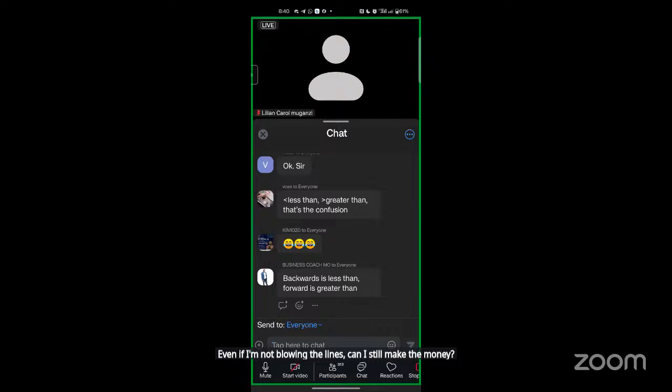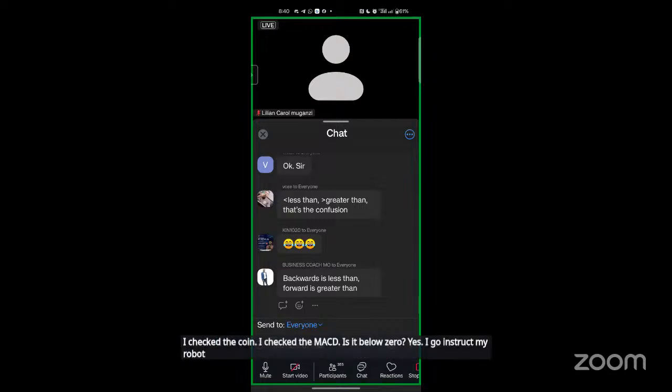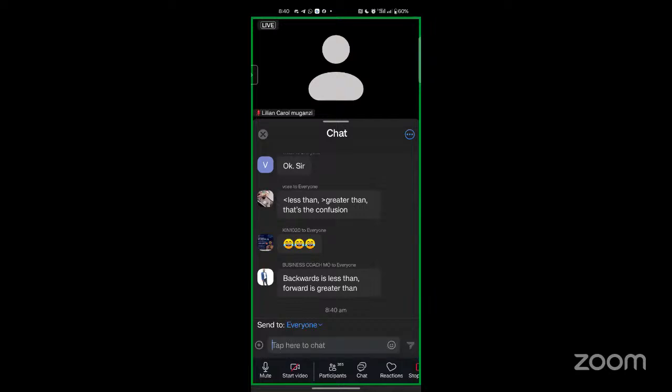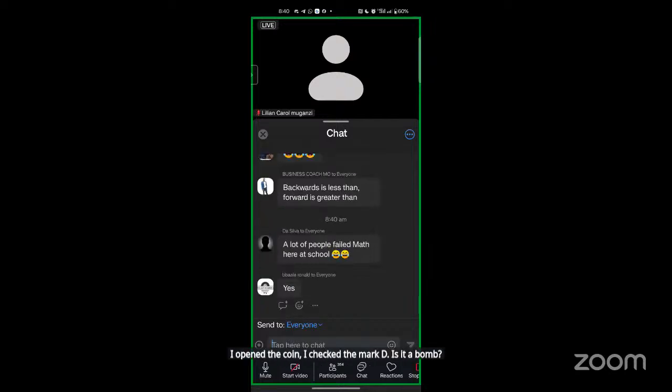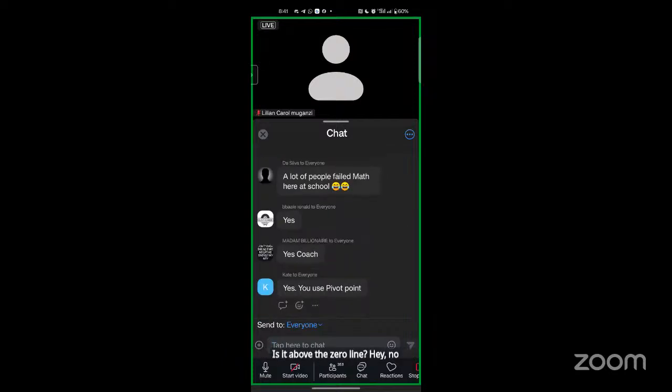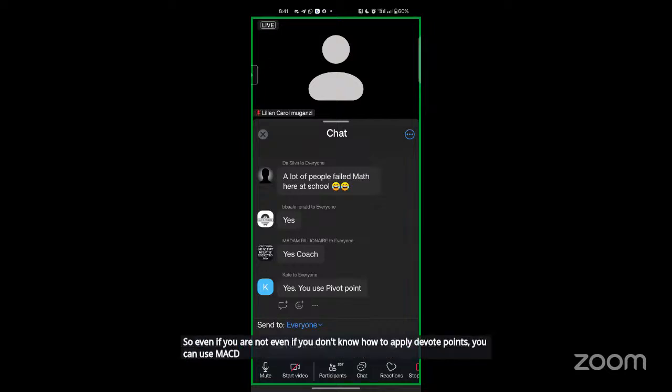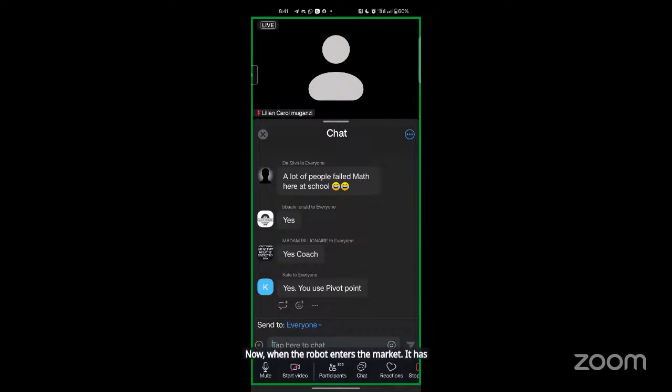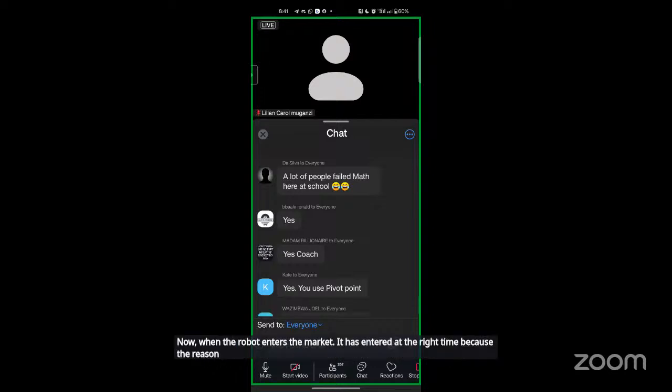I check the coin, I check the MACD. Is it below zero? Yes, I instruct my robot: when it crosses, buy. I open the coin, I check the MACD. Is it above the zero line? I don't know why you are broke. Even if you don't know how to apply pivot points, you can use MACD. When the robot enters the market, it has entered at the right time, because the reason you are in floating loss is that you don't enter at the right time.